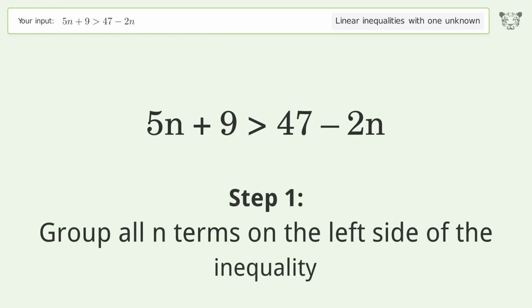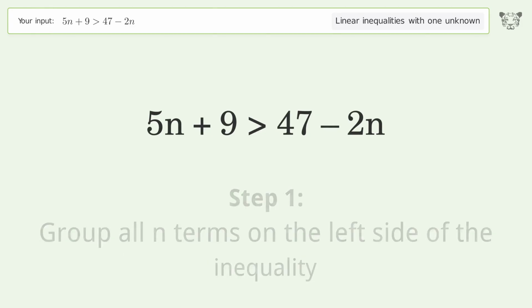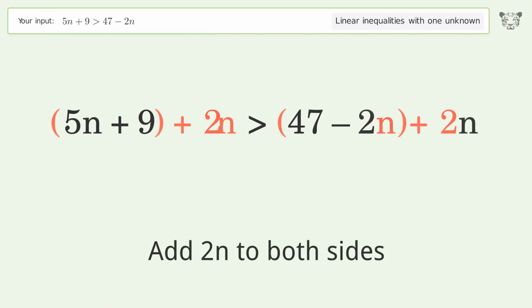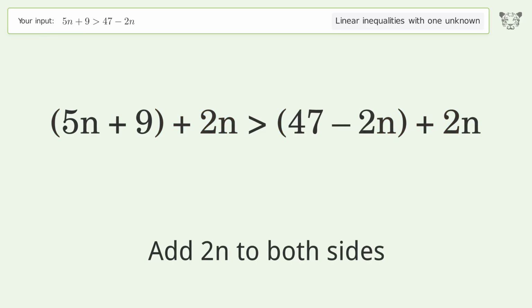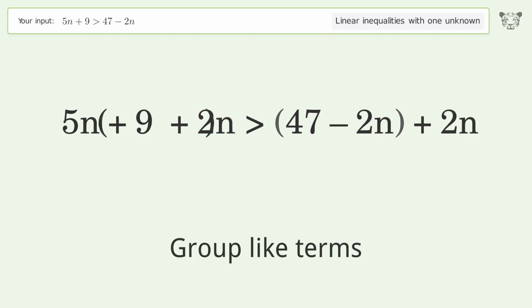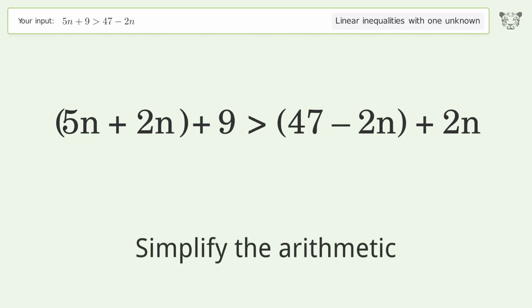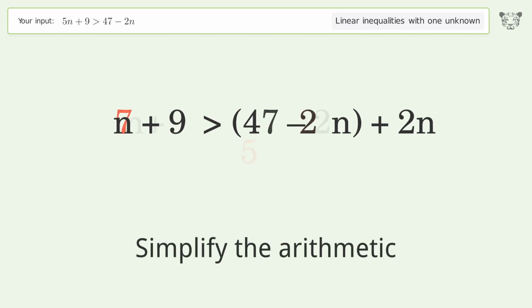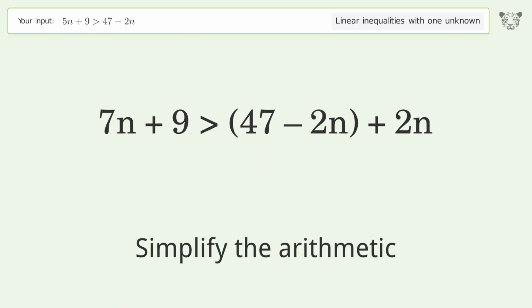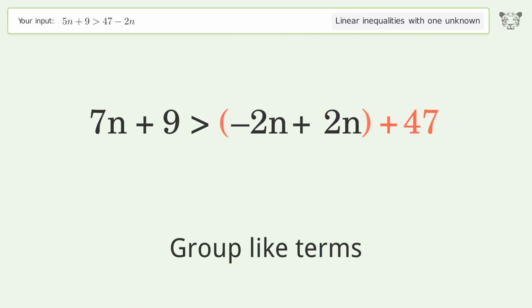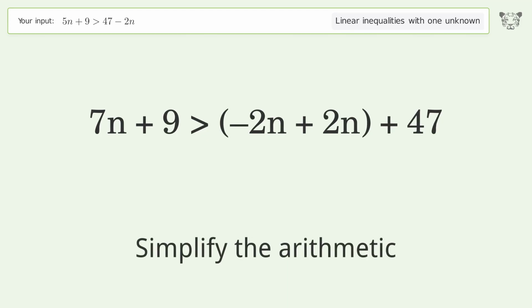Group all n terms on the left side of the inequality. Add 2n to both sides. Group like terms. Simplify the arithmetic. Group like terms. Simplify the arithmetic.